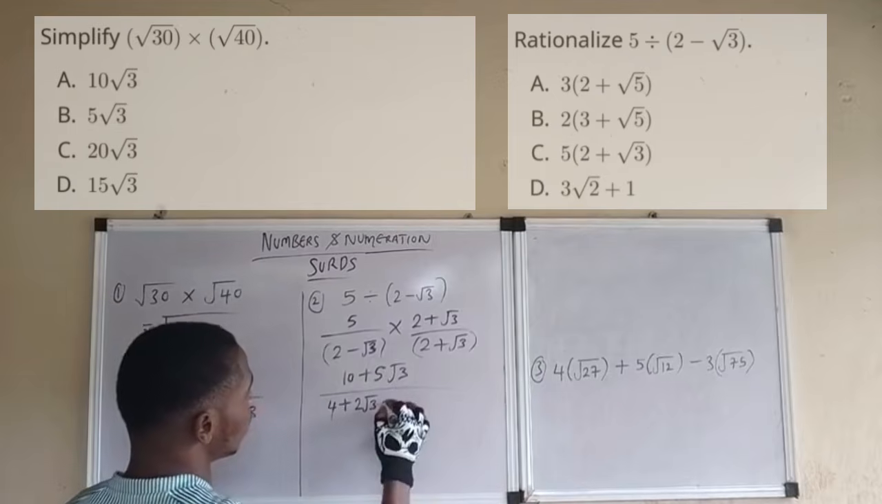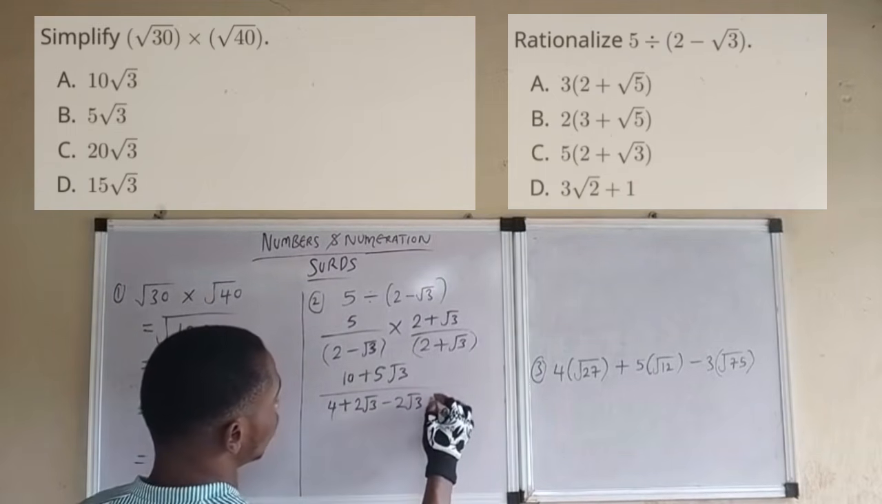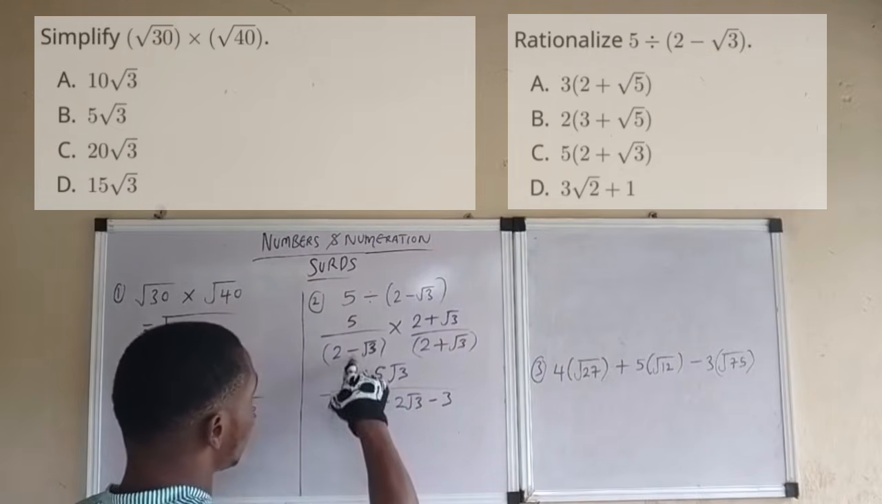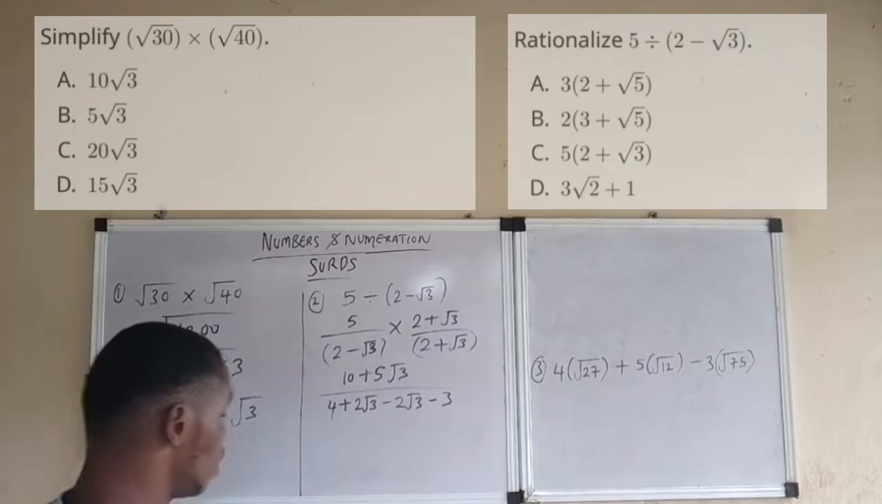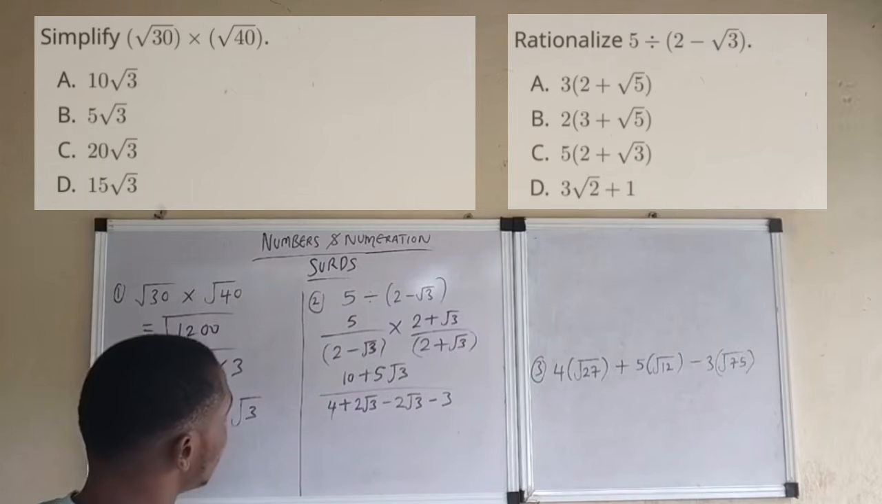Now, this other portion, we're having minus 2 root 3. Minus root 3 times root 3 is going to give us minus 3. Alright? So, minus times minus, that's plus. Root 3 times root 3 is going to give us 3. So, you remember the rules and the laws that apply to surd. Now, we can simplify further.